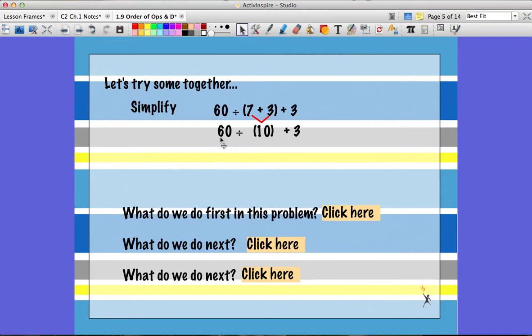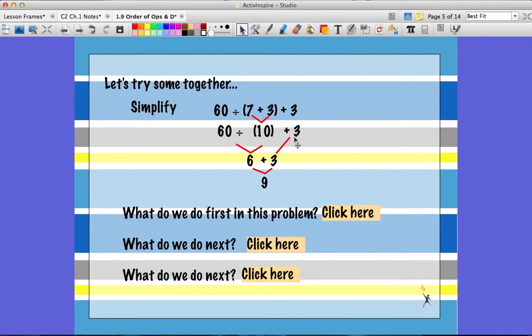And so now I have to look for any multiplication or division. And I do have division, so the next thing I would do would be 60 divided by 10, which gives me 6, and then I bring down my plus 3. And now there should be no question here of what I have to do next because all I have left is addition, and I do 6 plus 3, which gives me 9.